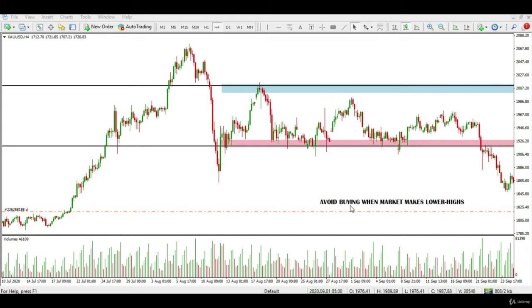Now to study the guideline which says to avoid buying when price makes lower highs, notice how price fails to reach the resistance zone as it posts the first lower high. I will use a trend line to draw a diagonal resistance here. Moving on, gold posted another lower high after price bounced from the support. Hence, I will extend the diagonal resistance to the right on this chart.